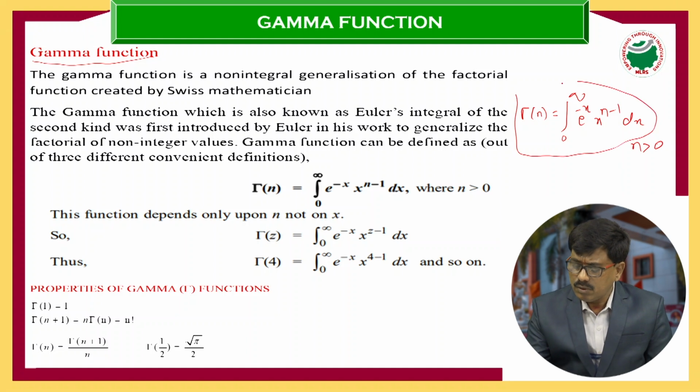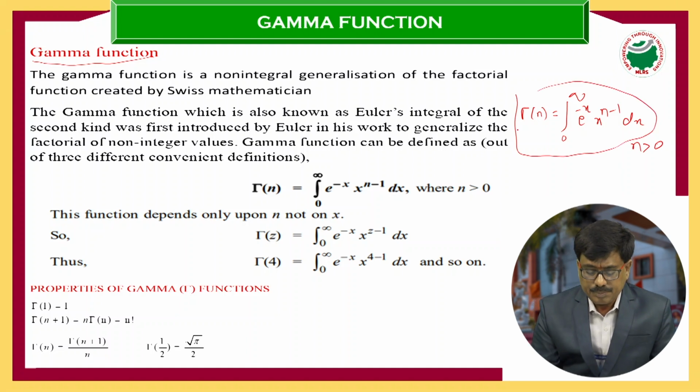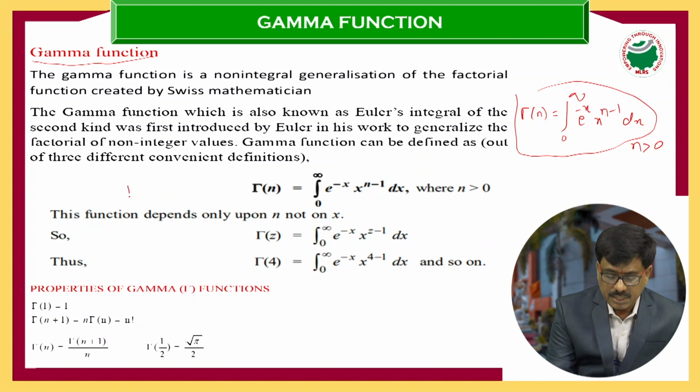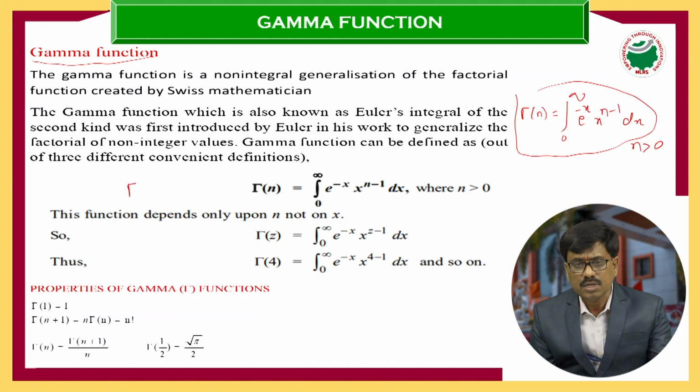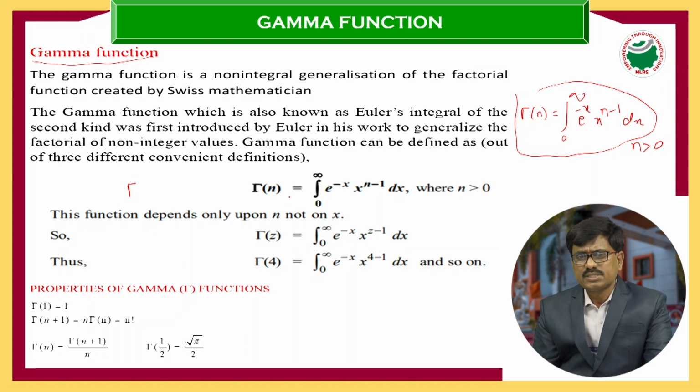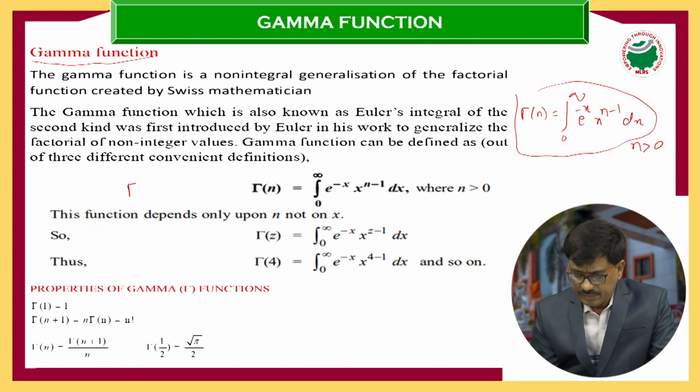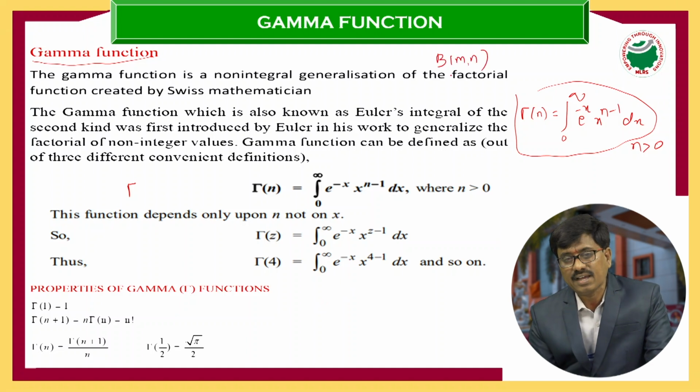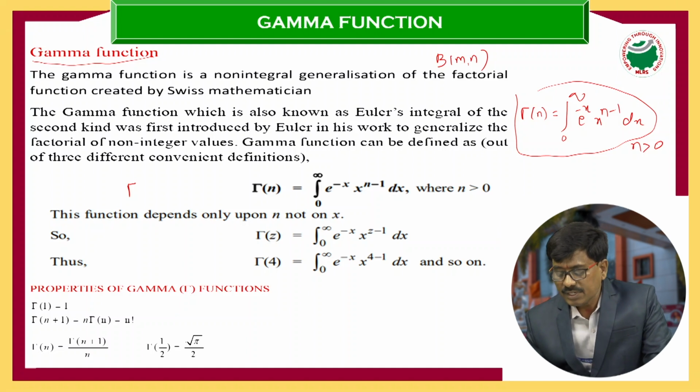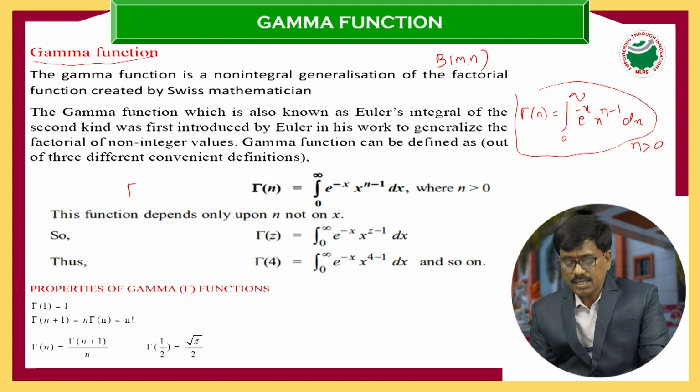Now, I told you the symbol is the representation of the gamma function. This is the way of representing the gamma function, a function of n. In the beta function, did you observe what we wrote previously? Beta is a function of m as well as n. That's a two variable function. Gamma is a function of what? n. What is gamma of n? Integral 0 to infinity e power minus x, x power n minus 1, dx. n is always greater than 0.